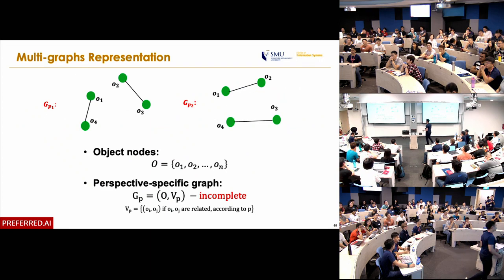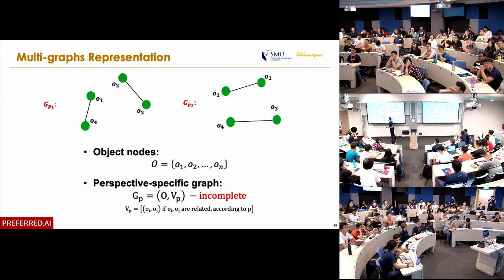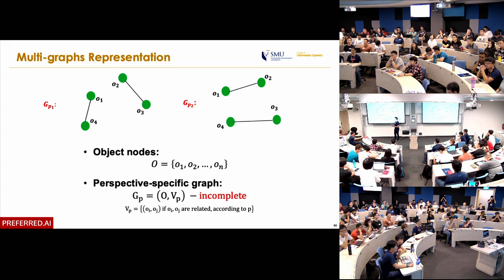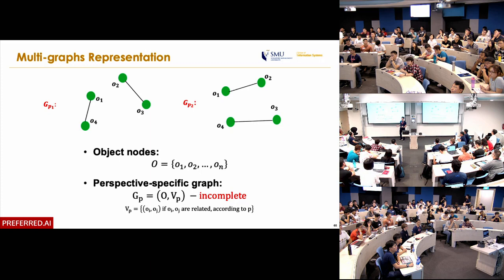So here comes the model. Let's say we have two perspectives here. I call them P1 and P2, and we have four objects. Let's say the situation is that according to perspective 1, object 1 is more similar to object 4, and object 2 is more similar to object 3. Whereas according to perspective 2, object 1 is more similar to object 2, and objects 3 and 4 are more similar to each other.